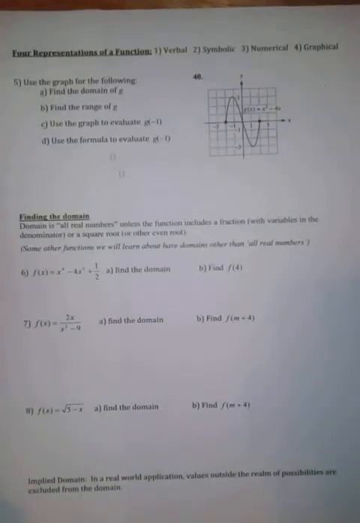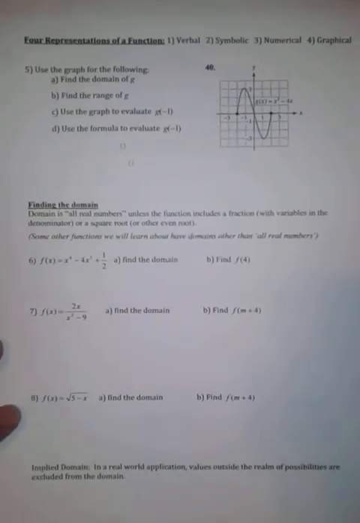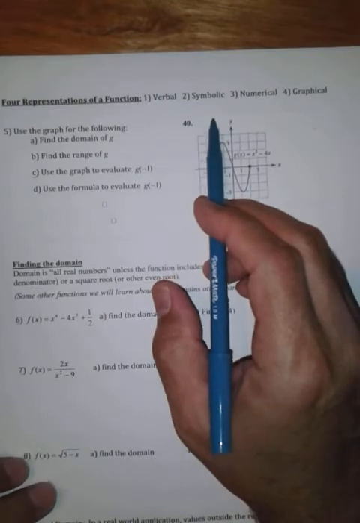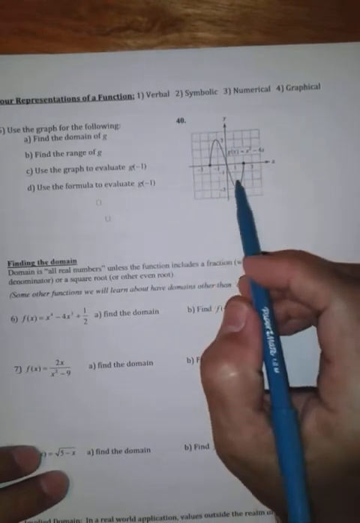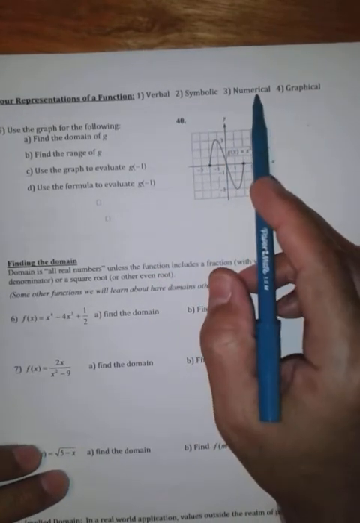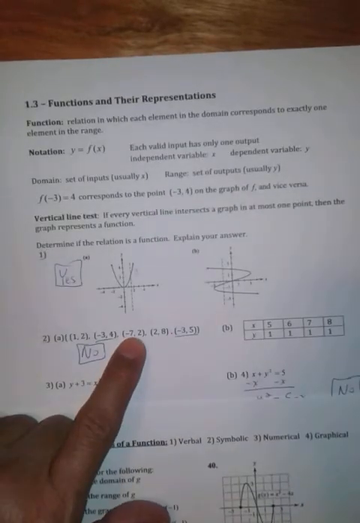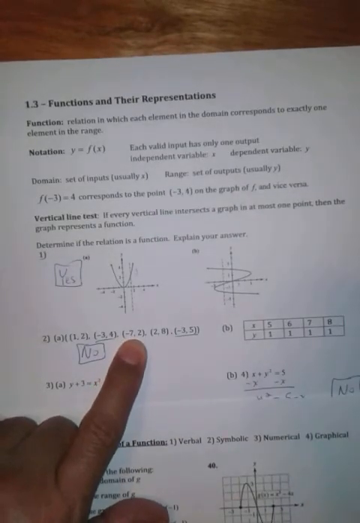All right, so this is the second part of section 1.3, functions and their representations. We start the second part with the four representations of a function, and there's four of them. We've seen three already. There's the graphical, which means in the form of a graph. Numerical, which, let me show you on the other page, is showing the numbers or the coordinates of the points.